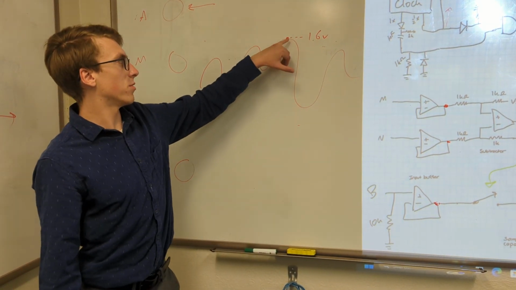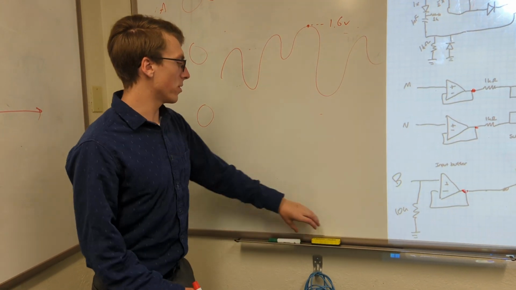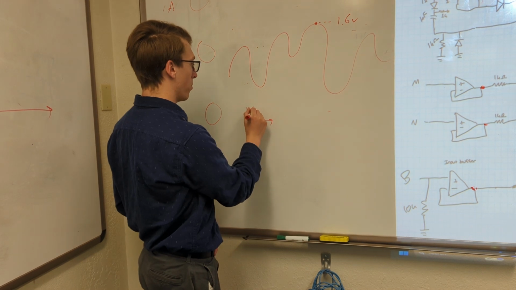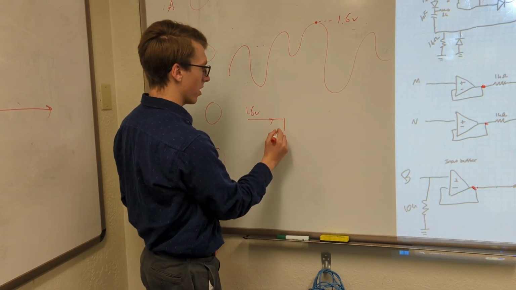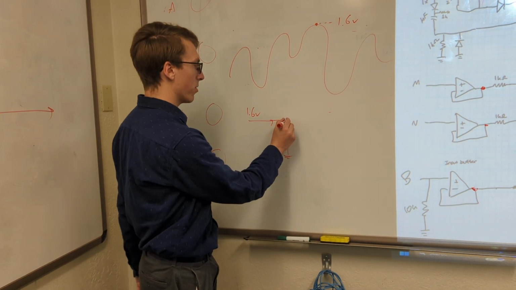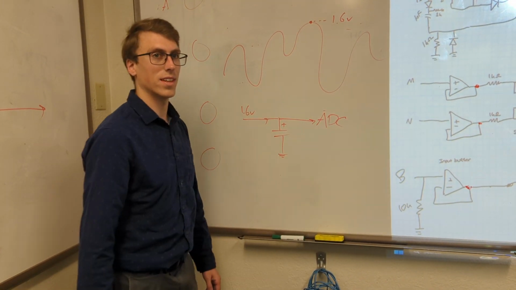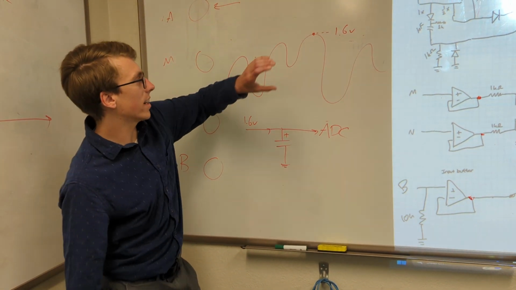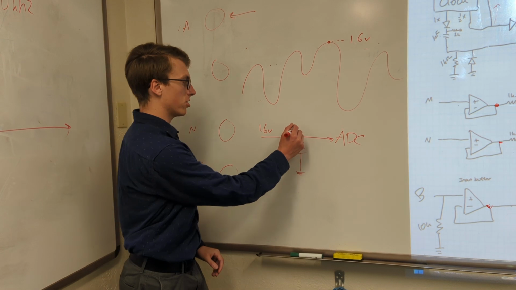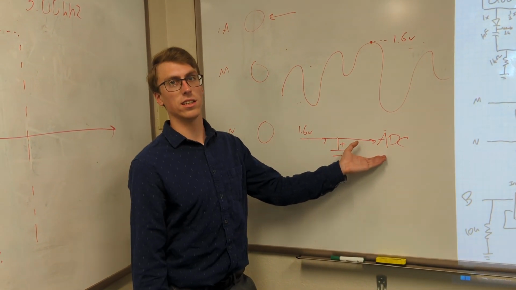I want to hold this voltage for long enough that I can measure it. So what I'm going to do is sample this voltage and put my 1.6 volts into a capacitor. And then I'm going to connect the output of that capacitor to an ADC. So right at this instant, I can sample my 1.6 volts, my capacitor voltage will be charged to 1.6 volts, and I can measure that 1.6 volts at an ADC.